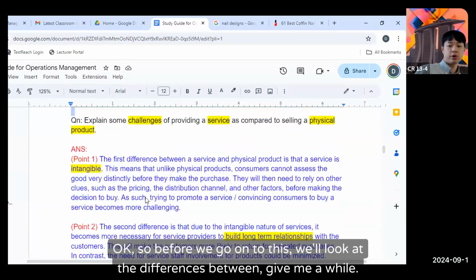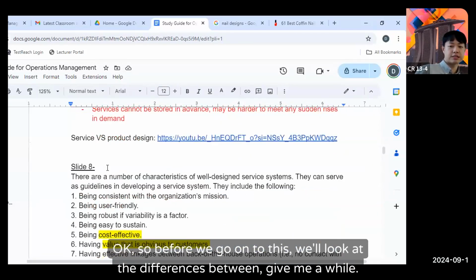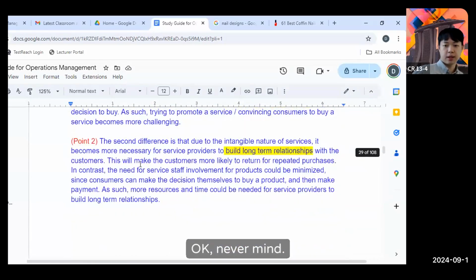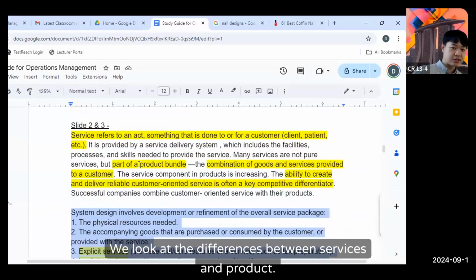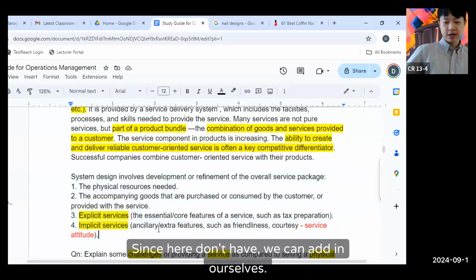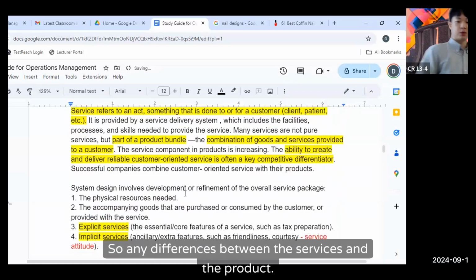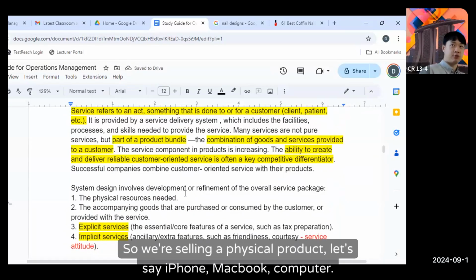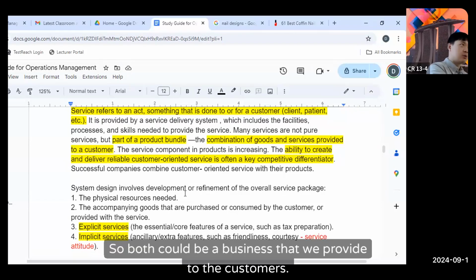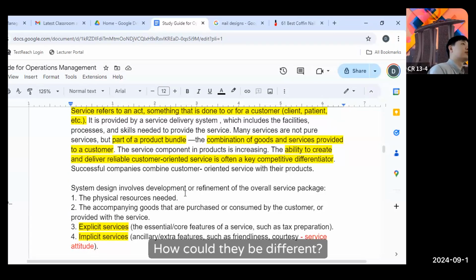Okay, so before we go on to this, we look at the differences between services and product. Okay, since here we don't have it, we can add in ourselves. So any differences between the services and the product? So we're selling a physical product, let's say iPhone, MacBook, computer. We are providing a service. So both could be a business that we provide to the customers. How could they be different?